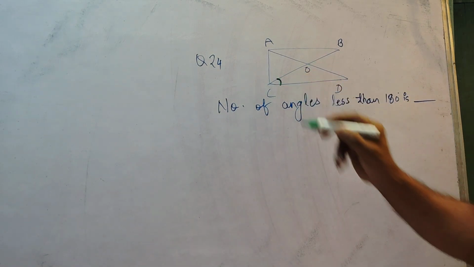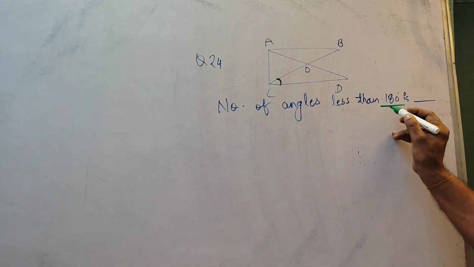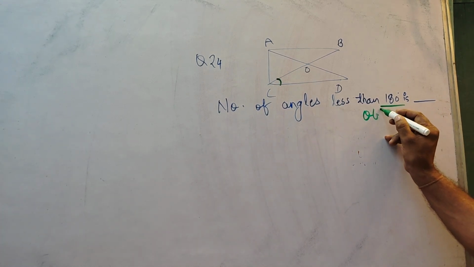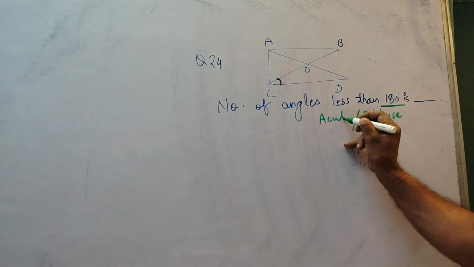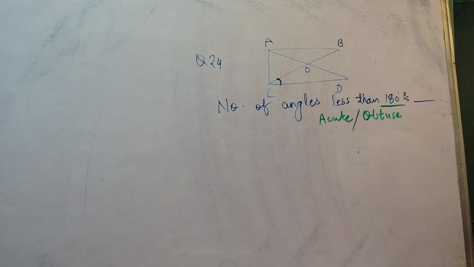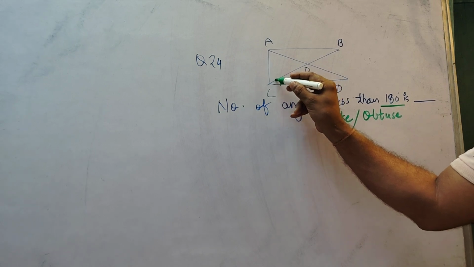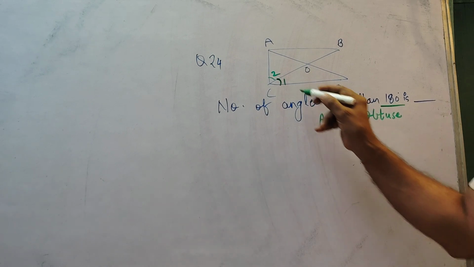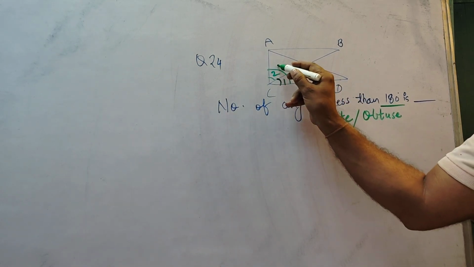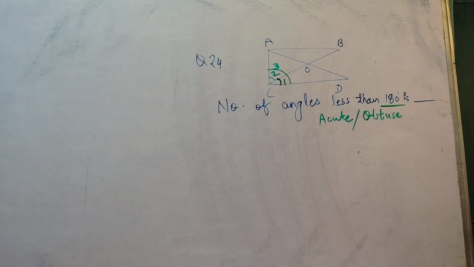First one is less than 180 degrees. Less than 180 degrees means obtuse angle or acute angle. So how many acute and obtuse angles are there? One is at C. C also has two angles on the other side, and the third one is also a right angle. So three angles are forming at C, isn't it? Yes, at C, three angles are forming.